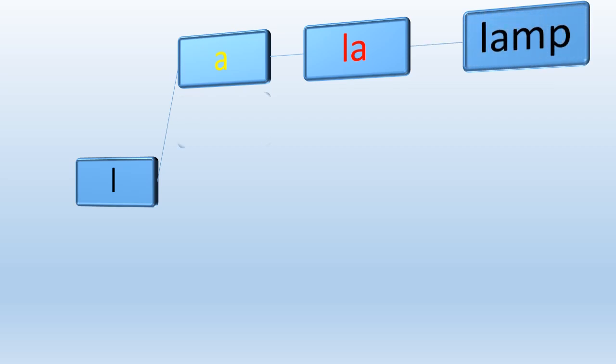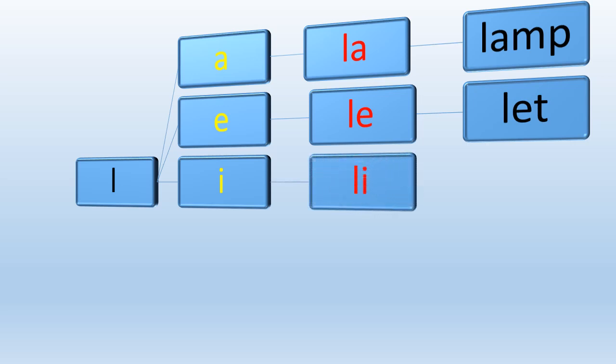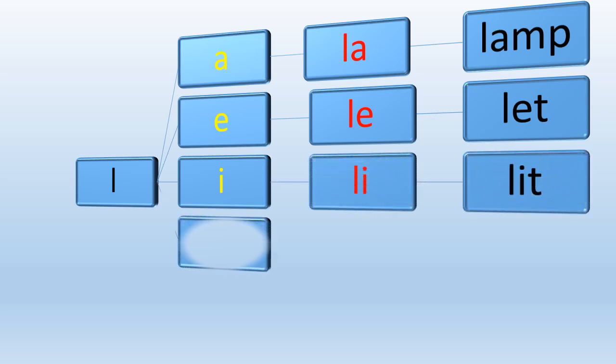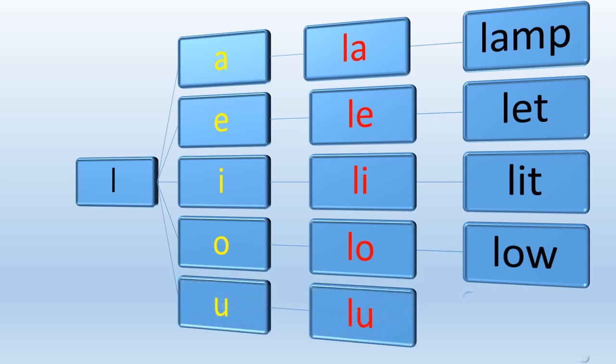The next letter is L. L, A, la, as in lamp. L, E, le, as in let. L, I, li, as in lit. L, O, lo, as in low. L, U, l, as in luck.